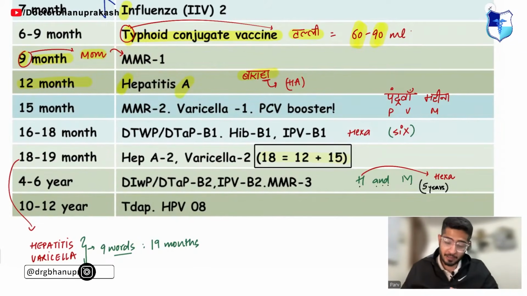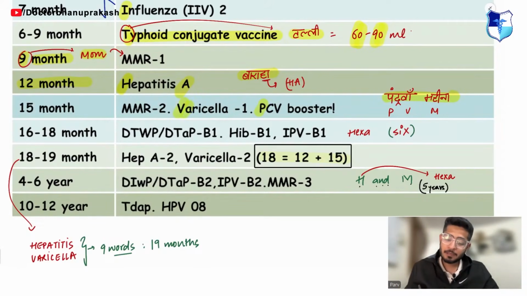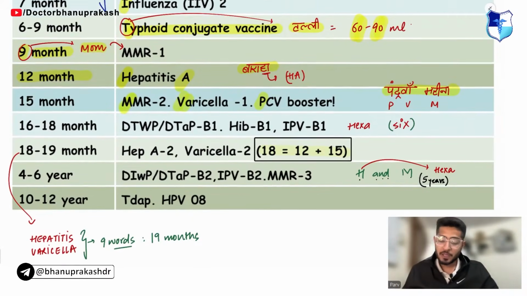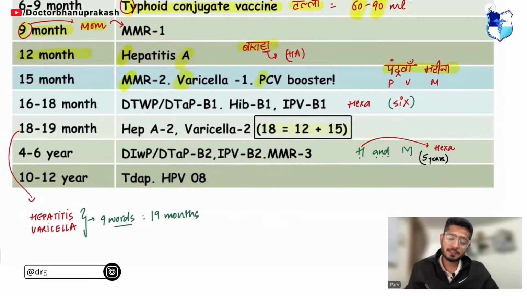Then after that you have got 15. So remember 15vaan mahina. 15vaan means what? P for PCV. Va means varicella, and mahina is actually MMR2. 16 to 18 is of course 16. 16 is going to have hex. Hex means 6. So hexavalent is going to be there.